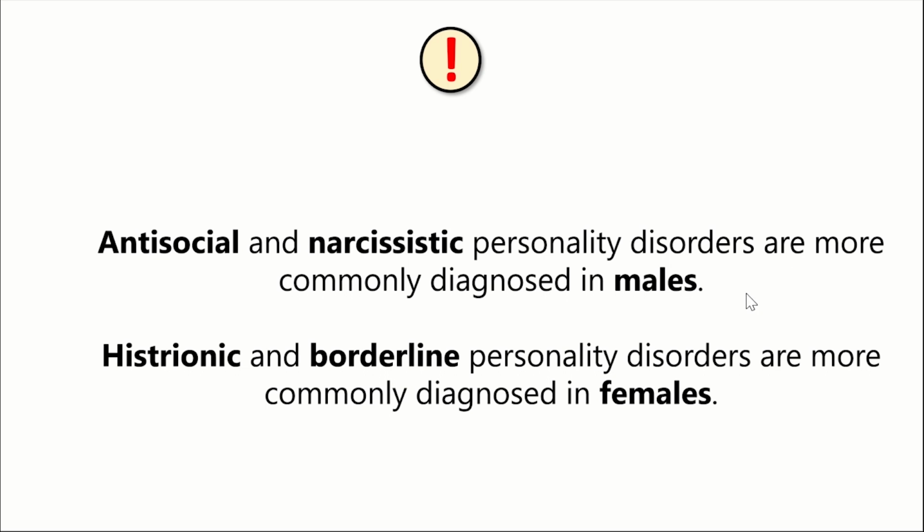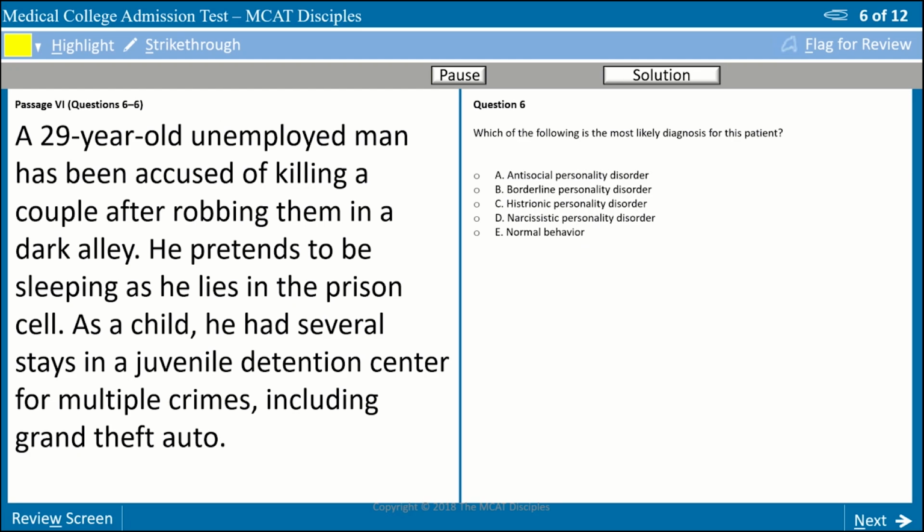Oftentimes people get confused between narcissistic and histrionic, and the sex of the patient can be a clue for you. A 29-year-old unemployed man has been accused of killing a couple after robbing them in a dark alley. He pretends to be sleeping as he lies in the prison cell. As a child, he has had several stays in a juvenile detention center for multiple crimes, including grand theft auto. This is actually an example of antisocial personality disorder.